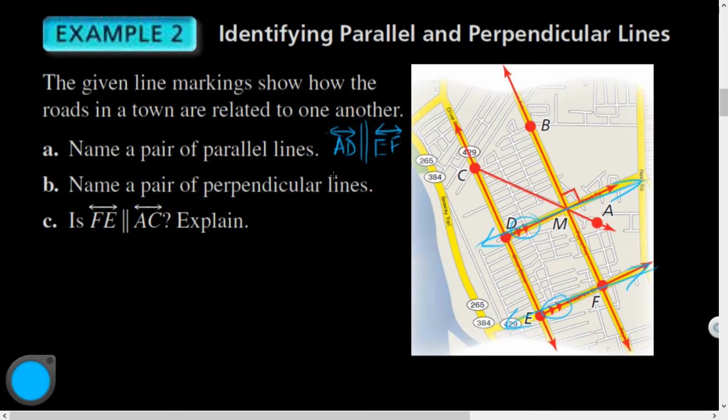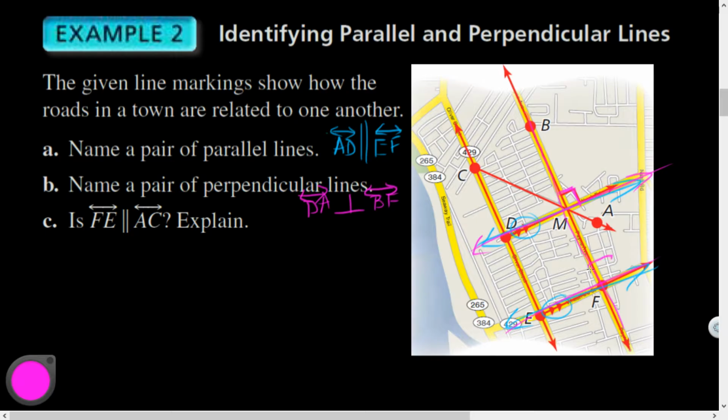Name a pair of perpendicular lines. All right, so DA is perpendicular to BF. I agree, because that's the only set that has a right angle labeled, or a perpendicular angle labeled. Yes, what's your question? One question at a time. BF is perpendicular? We don't know, because this could have... Oh, because of parallel.